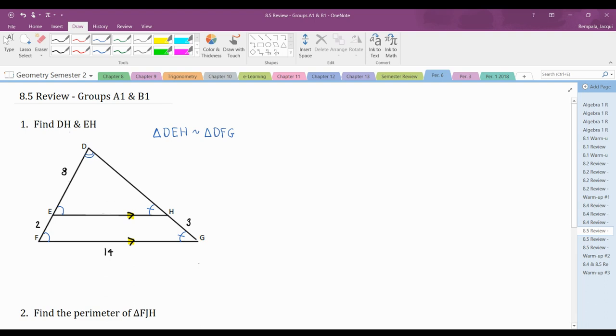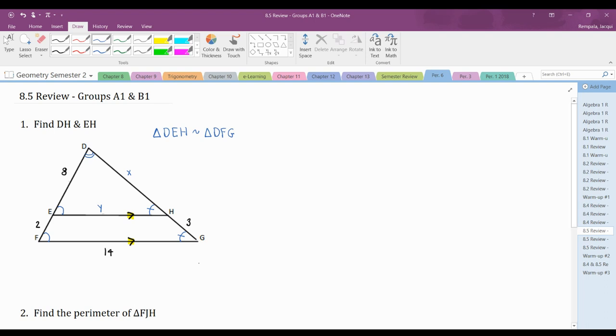They're asking for us to find DH, so I'm going to call that X, and they want us to find EH, I'm going to call that Y. All right, so these are the two sides we want to find. One of the sides, DH, we're going to be able to use the side splitter theorem. So that tells me that because I have these parallel lines, notice that the parallel line EH is splitting up the side DF as well as the side DG. When it splits it up into a proportional split.